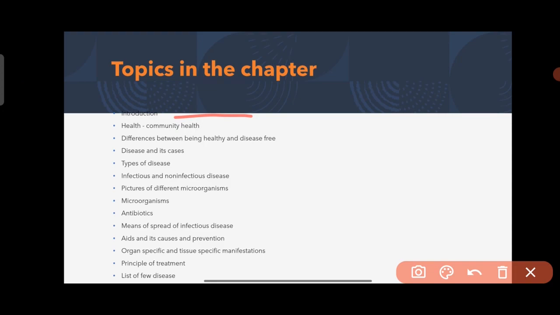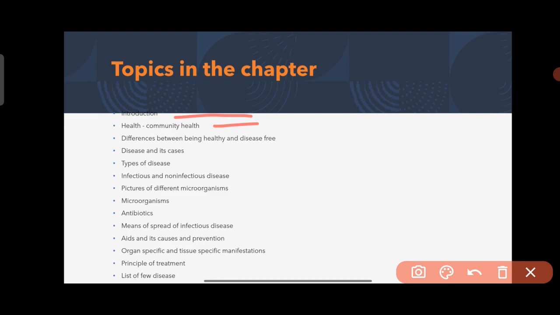Then we'll be studying health and community health. Let me tell you that two types of health are there, that is personal health and community health. We will study both of these in brief in the upcoming topic.